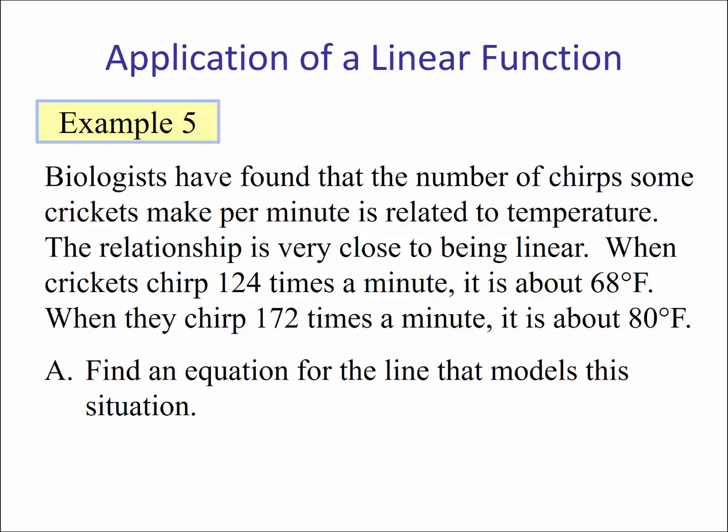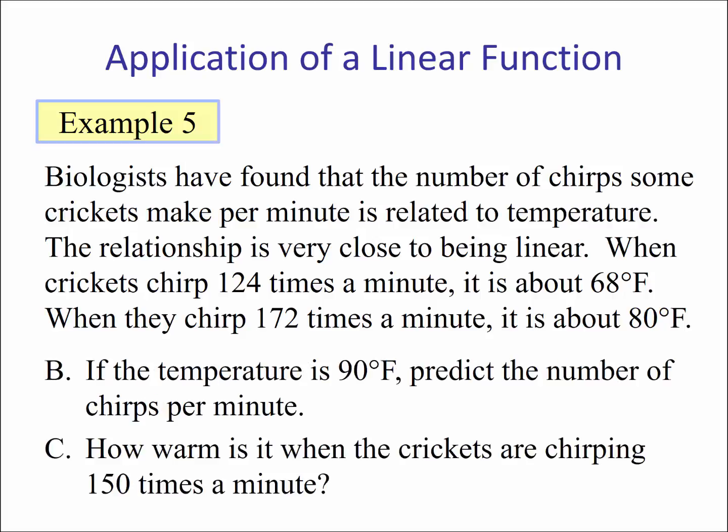A. Find an equation for the line that models this situation. B. If the temperature is 90 degrees Fahrenheit, predict the number of chirps per minute. C. How warm is it when the crickets are chirping 150 times a minute?